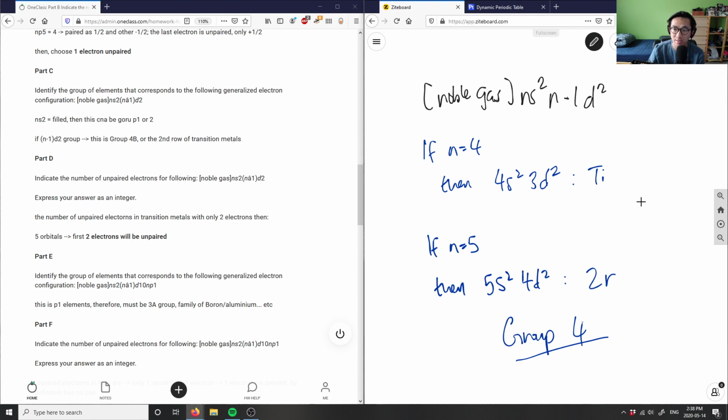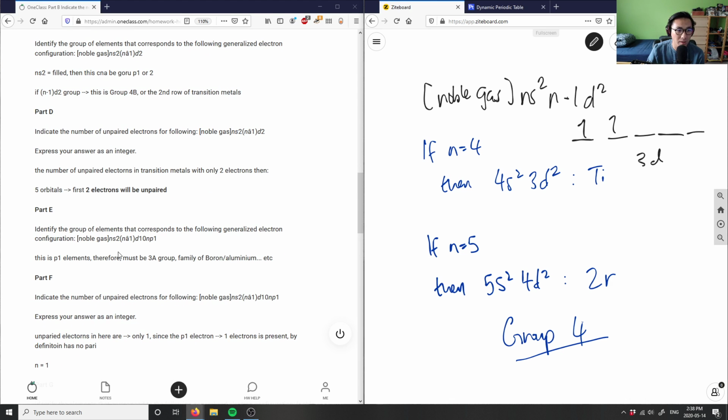So I can draw this out for you, and it's using the exact same thing as this one here, right? Again, I'm only going to draw the 3d block here. So I have 5 orbitals for 3d, and then simply 1 and 2. These first two electrons will be unpaired, so this one's correct. Part D is correct.